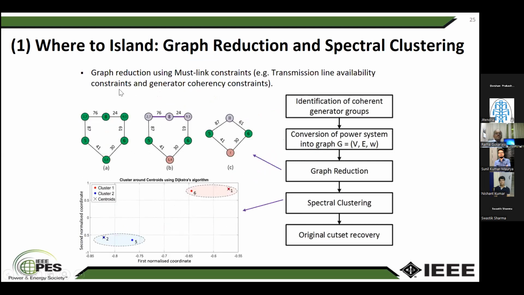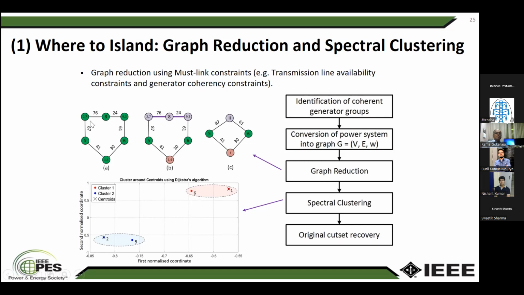So here in this diagram, graph reduction, we'll have the must-link constraints. Say the generator, when it is connected to a transmission line, we have to supply that power. So we are not going to disconnect for that portion of the network. So those two nodes could be lumped together. So the transmission line availability constraints and the generator coherency constraint. For example, bus number 2 and 7, they are clubbed together, and 1 and 4.